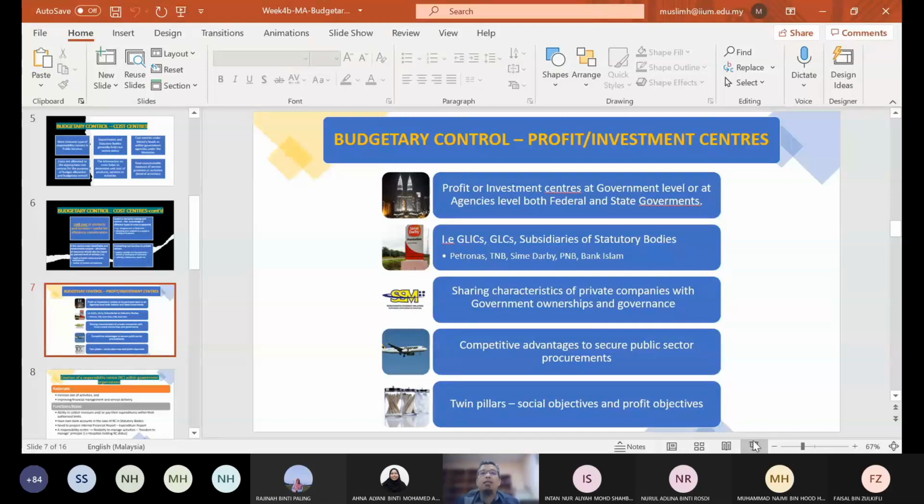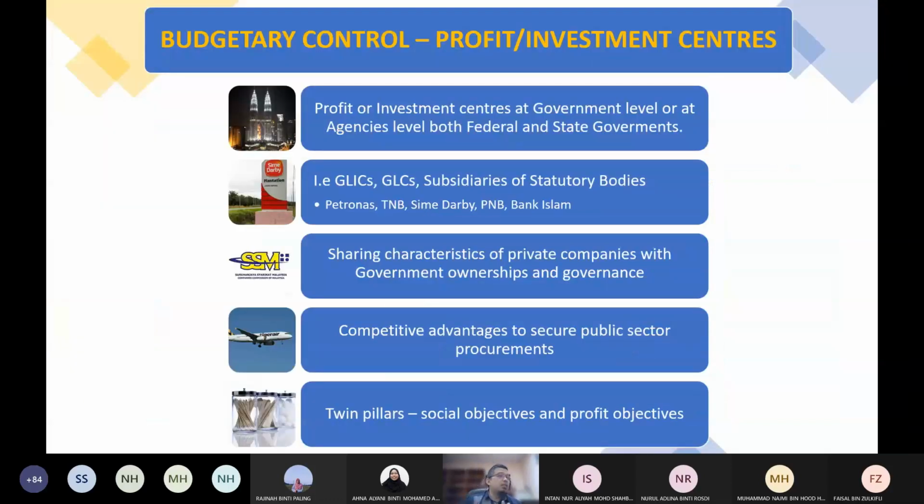Next form is profit and investment centers. I just put them together. Okay, profit and investment centers at government level, agency level, both at federal and state government.